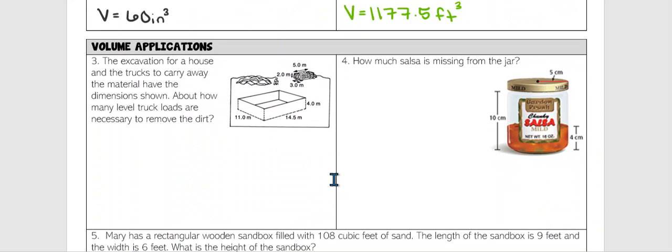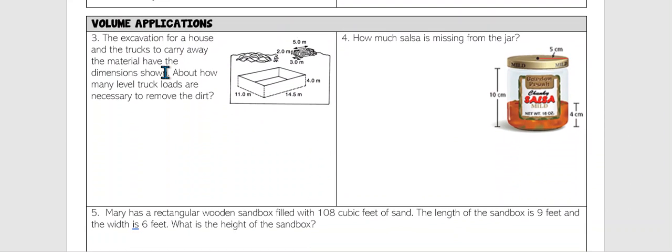We can also use this to solve word problems. If I look at this first example, the excavation for a house is going on, and the trucks have to carry the dirt away. We have this shape that has been dug out in the ground here, and we want to know about how many level truckloads are necessary to remove the dirt. We have the shape that's being dug out, and we have our truck. Both of these look like prisms, so I'm going to copy down that formula. I'm going to find two volumes here. I'm going to find the volume of the truck to figure out how much they take away each time.